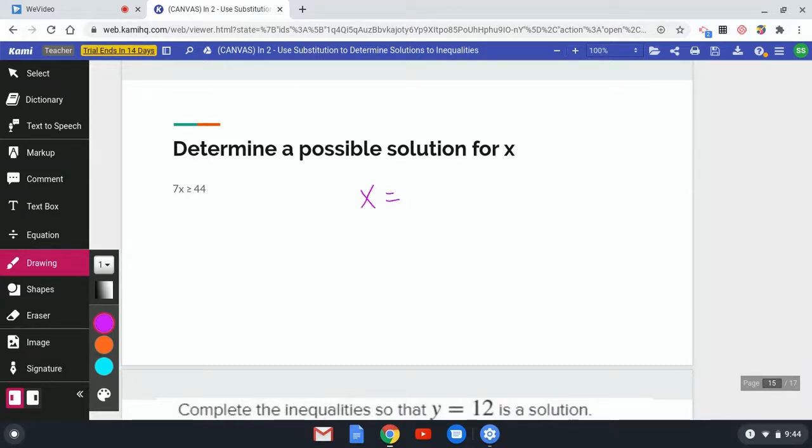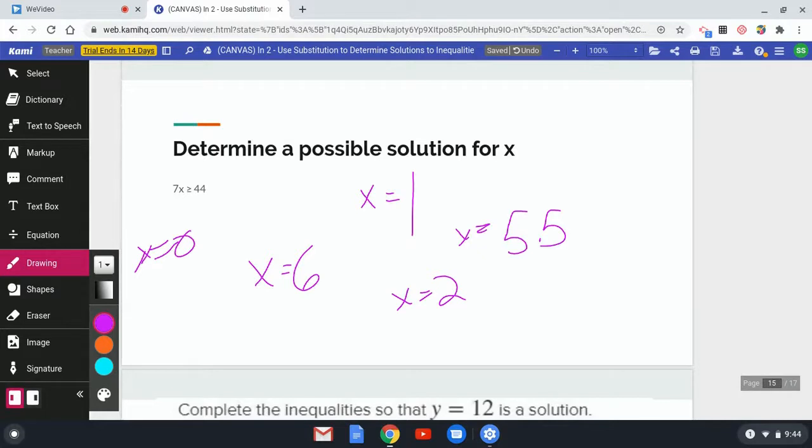How many of you said, okay, 7 times something has to be smaller than 44? Oh, 1. 7 times 1 is 7. Okay. I could also have said 6. 6 times 7 is 42. I could have said 5.5. That would be smaller than 44. I could say x equals 2. X equals 0.